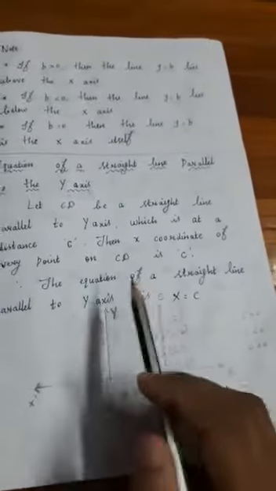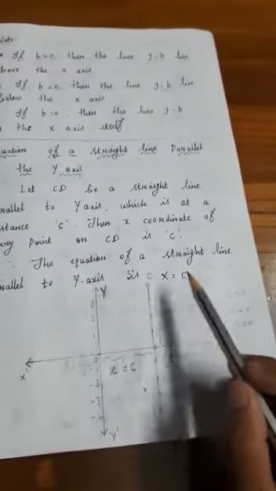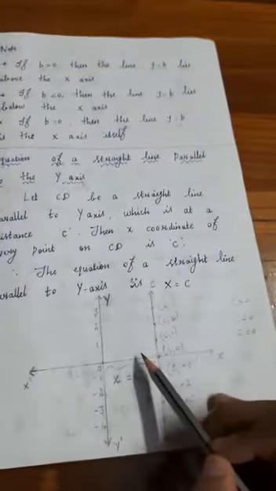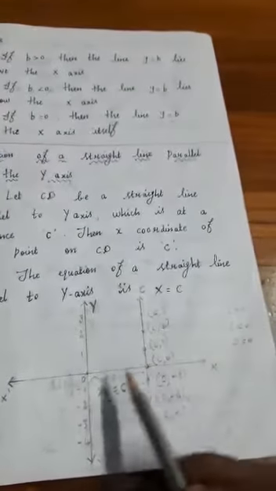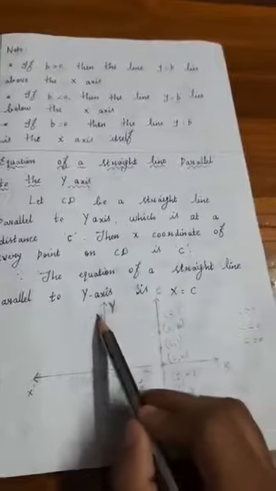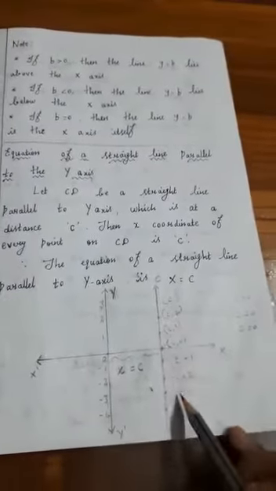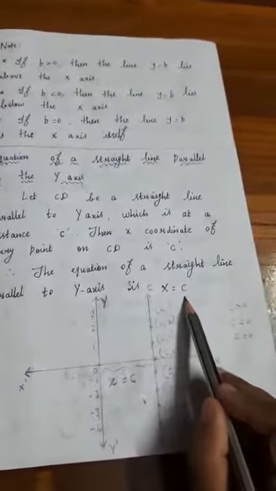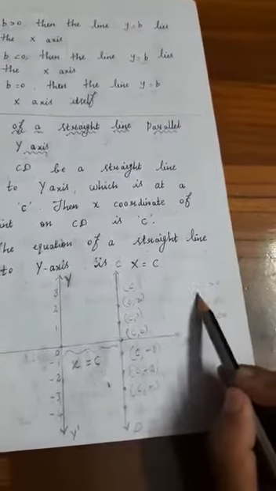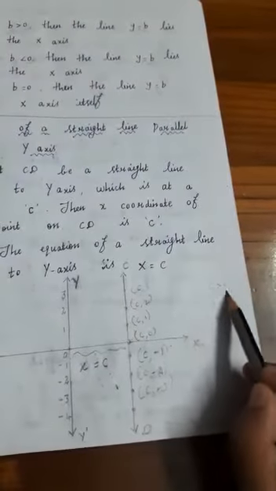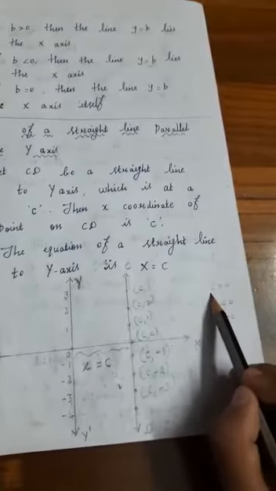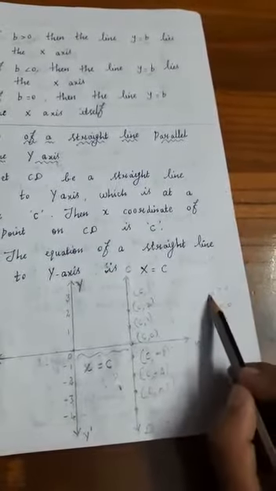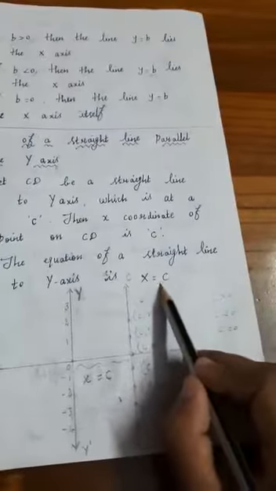You know that if a straight line is parallel to the x-axis, then on every point the y coordinate is the same distance. Here, if the straight line is parallel to the y-axis, then on every point the x coordinate is the same. So whatever distance we have considered, that distance will come. For example, take the condition c greater than 0. C greater than 0 means what values are possible for c? Positive numbers: 1, 2, 3, 4, and so on.